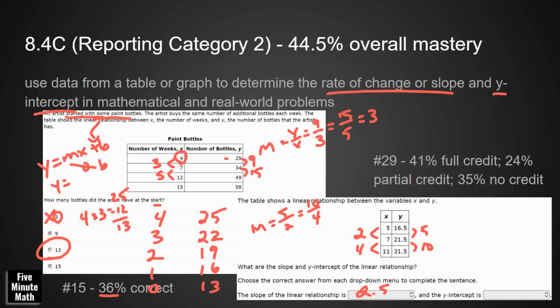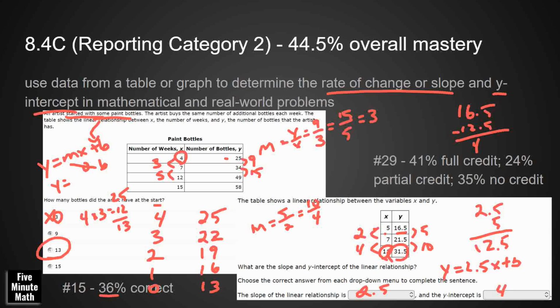We can start with our 5 and go backwards, or we can just multiply multiple times. We can say, well, if I start with 5, I need to go back 2.5, and that's going to be 12.5. So I need to take my 12.5 away from that y that's closest to that, because I took it away 5 times, and that's going to be 16.5 minus 12.5, and that's just going to be 4. You also could just plug in y equals 2.5x plus b. Plug in two values, like make the x 11, make the y 31.5. You'd also get 4 as well.